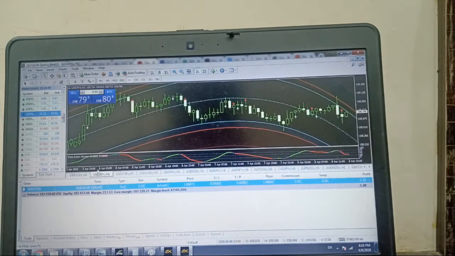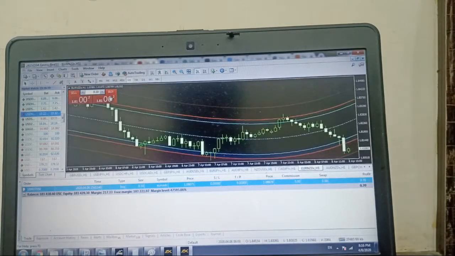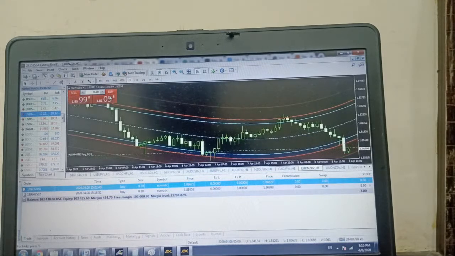USD JPY headed more down. No, actually it reversed. Okay, for you buy. Blair Bros said buy Euro New Zealand. Okay, fine. I am going to take a buy position on Euro New Zealand because Blair Bros has told me to take a buy position on Euro New Zealand. So let's see how this goes.